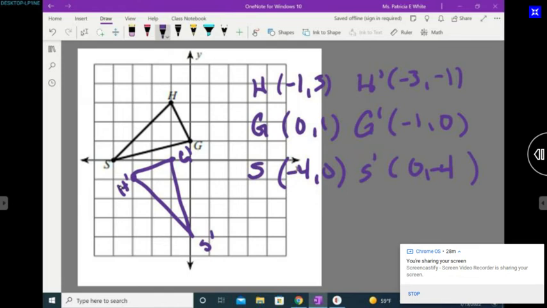Where are we at? How do you think we're doing on this? I got one more. One and a half? Maybe two? Three? This is day one and we're at three? I'm at three. I'm at five.